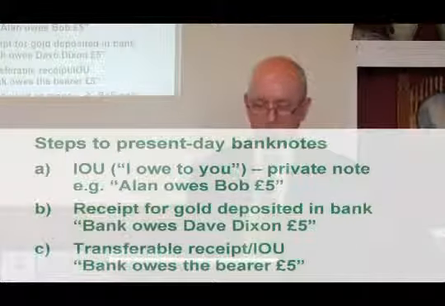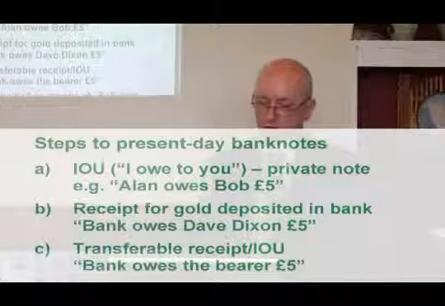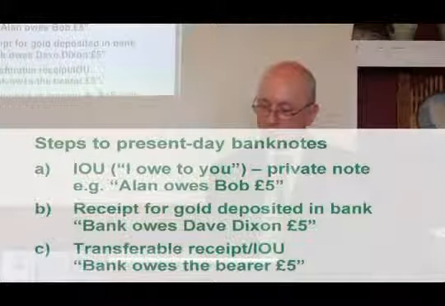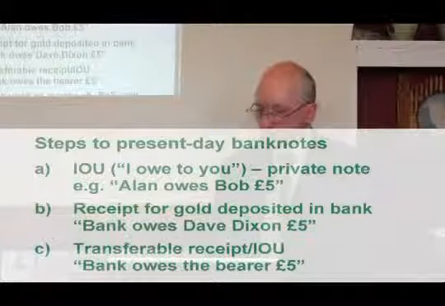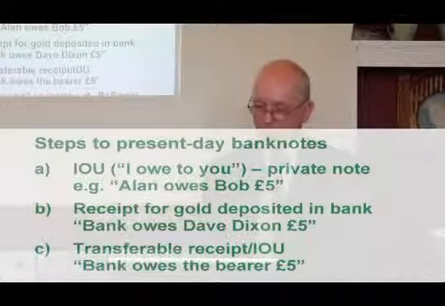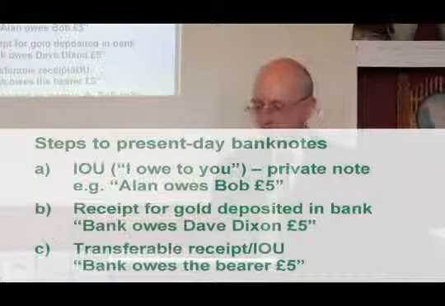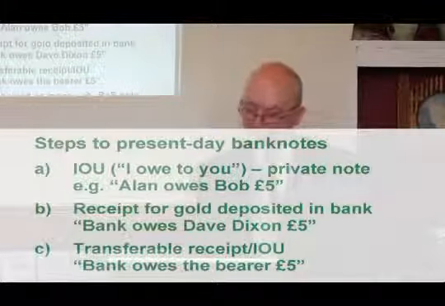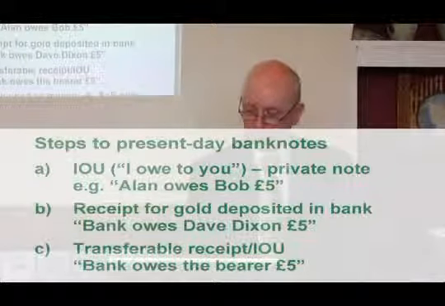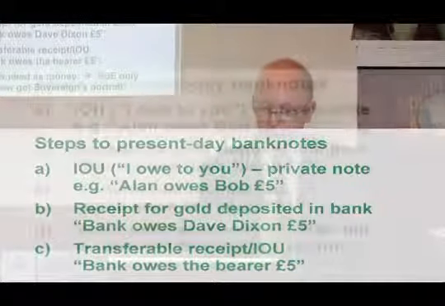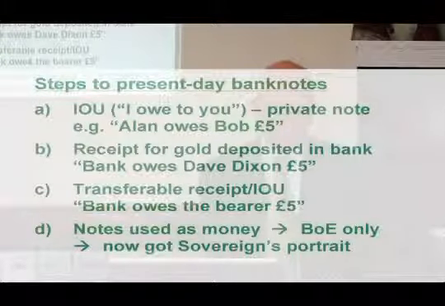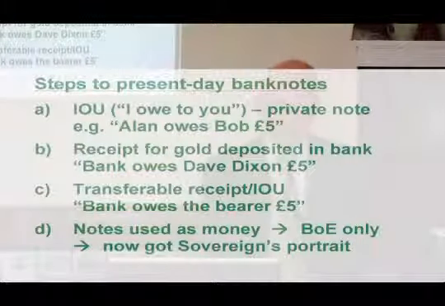So the whole process would have been a bit cumbersome, and we then get to the point where the banks, instead of doing that, would issue transferable receipts that say the bank owes the bearer £5. That means that when he wants to pay his bill, he can hand over the receipt, and as long as the merchant trusts that the bank is reliable, he can accept that and then spend that somewhere else. So we get to the point where the notes are being used as money, and it doesn't actually matter whether there's any gold there or not, because the notes have now become the money.